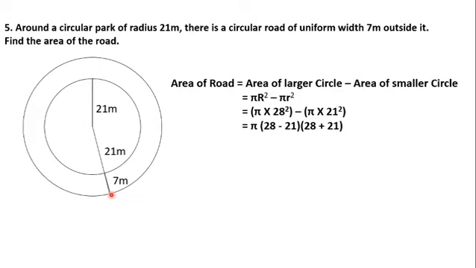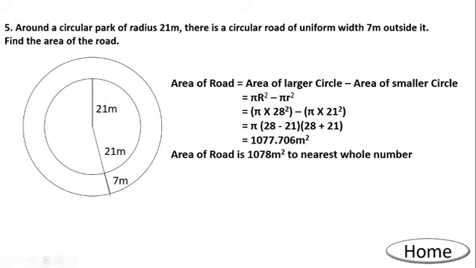Okay, and then if you press your calculator, you have 1077.706 meters squared, which of course we can bring down to a whole number. So the area of the road is 1078 meters squared to the nearest whole number. All right, and this is also quite easy.